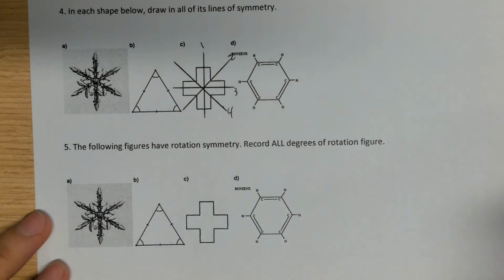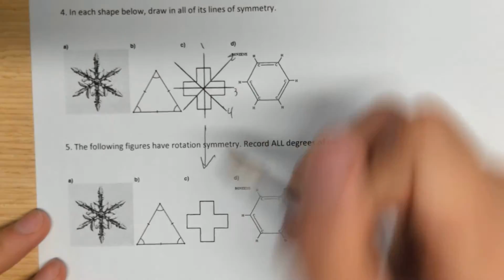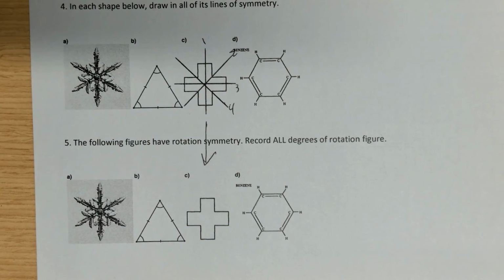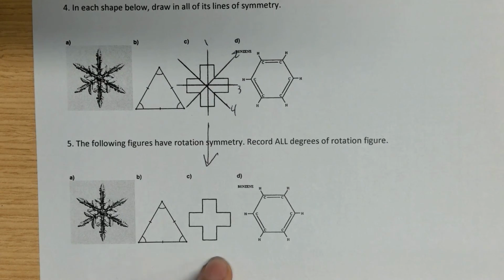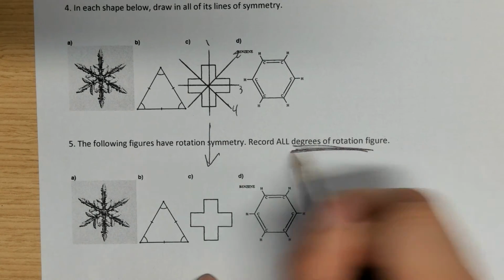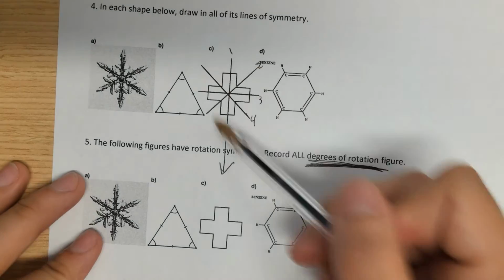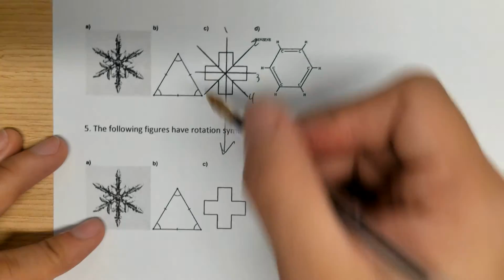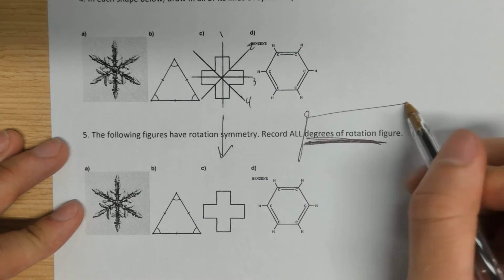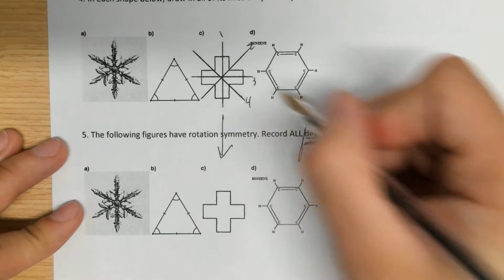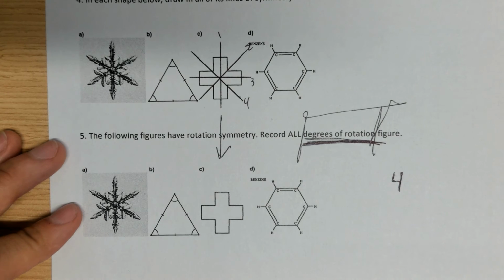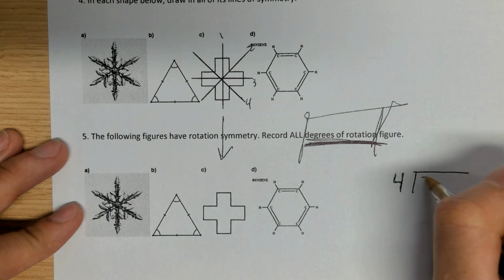Here's the thing. From question 4 to get to question 5, you need to find the lines of symmetry. Because to find the angles of rotation, or the degrees of rotation, you need to know how many lines of symmetry it has. Letter C has 4. So to find the angles of rotation, here's what I'm going to do. I'm going to divide the 4, because that's how many lines of symmetry I have. 4 divided by 360.